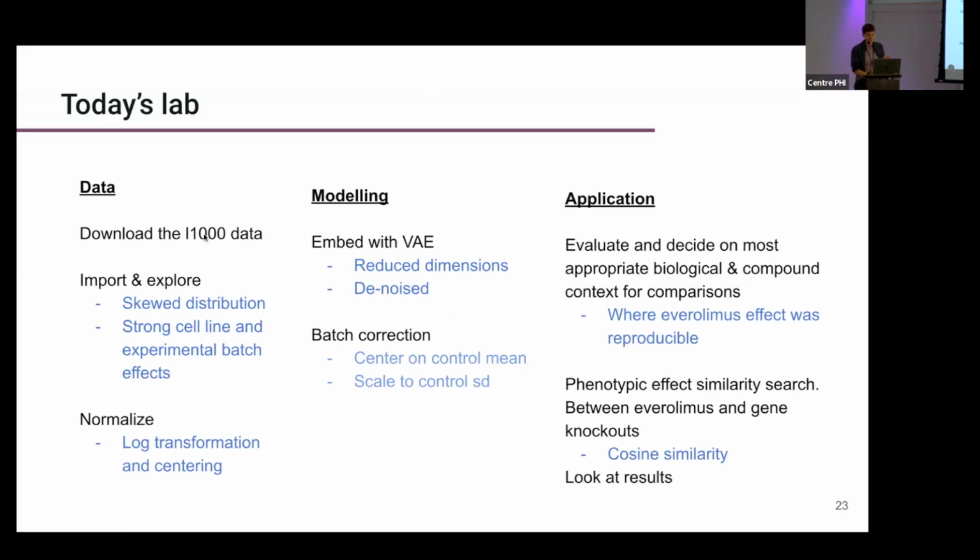So as a basic review, we downloaded the L1000 data and imported it. We saw that it had a skewed distribution, very close to log normal, and that there were strong effects of both cell line and the experimental batch in the data that swamped out the perturbational effects. We log normalized, centered, and scaled the data. Then we embedded it with a variational autoencoder, which reduced the dimensions and denoised the data. We ran batch correction, a very simple one: subtract the control mean, divide by the control standard deviation.